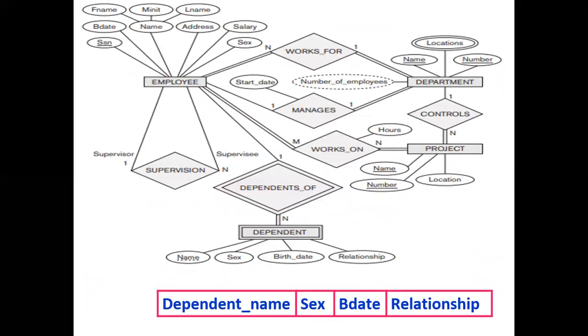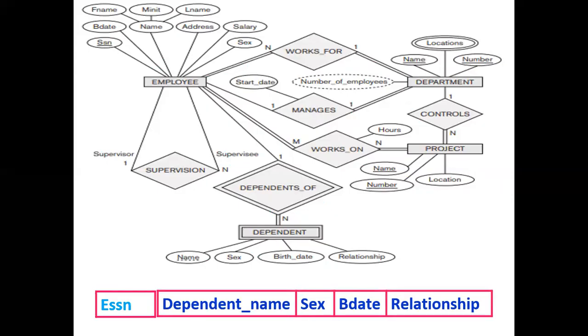Now it also contains the primary key of the owner entity type. What is the owner entity type here? Employee is the owner of dependent. The primary key of employee is SSN, so we need to include that SSN in this relation. SSN is included as ESSN. Now here that SSN will be treated as a foreign key. And then the ESSN and the partial key of dependent.